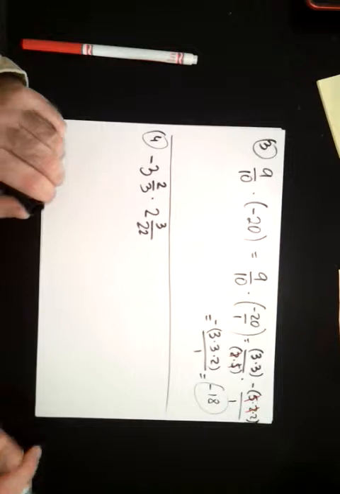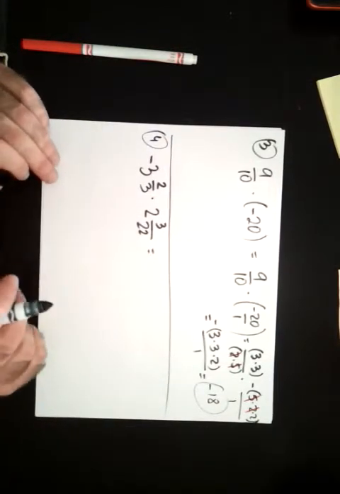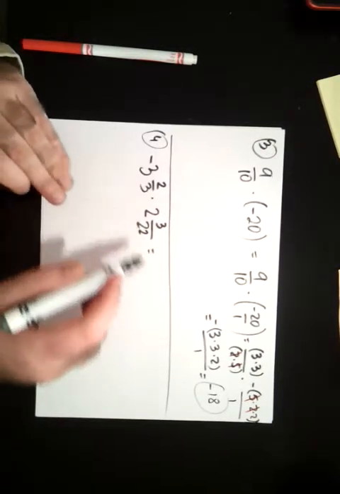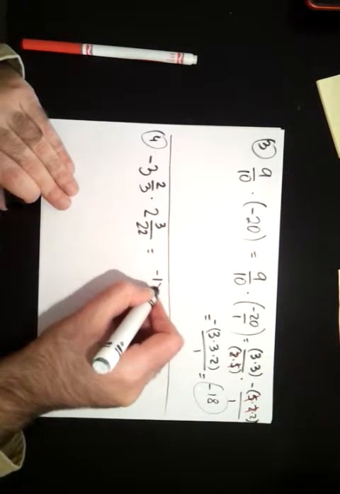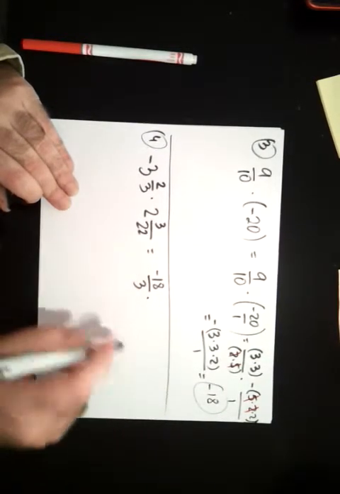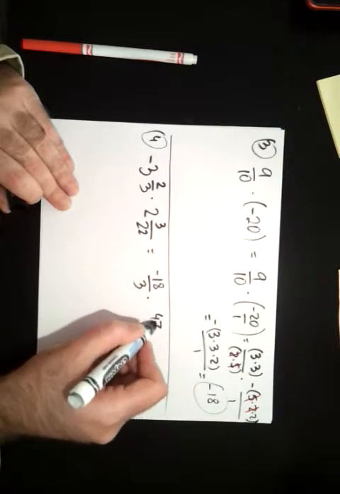So, yeah. The first thing I want to do with this problem is convert my mixed numbers into non-mixed numbers. 3 times 3 is 9, 9 times 2 is 18, and that negative is still there. Pesky negative. 2 times 22 is 44. 44 plus 3 is 47.